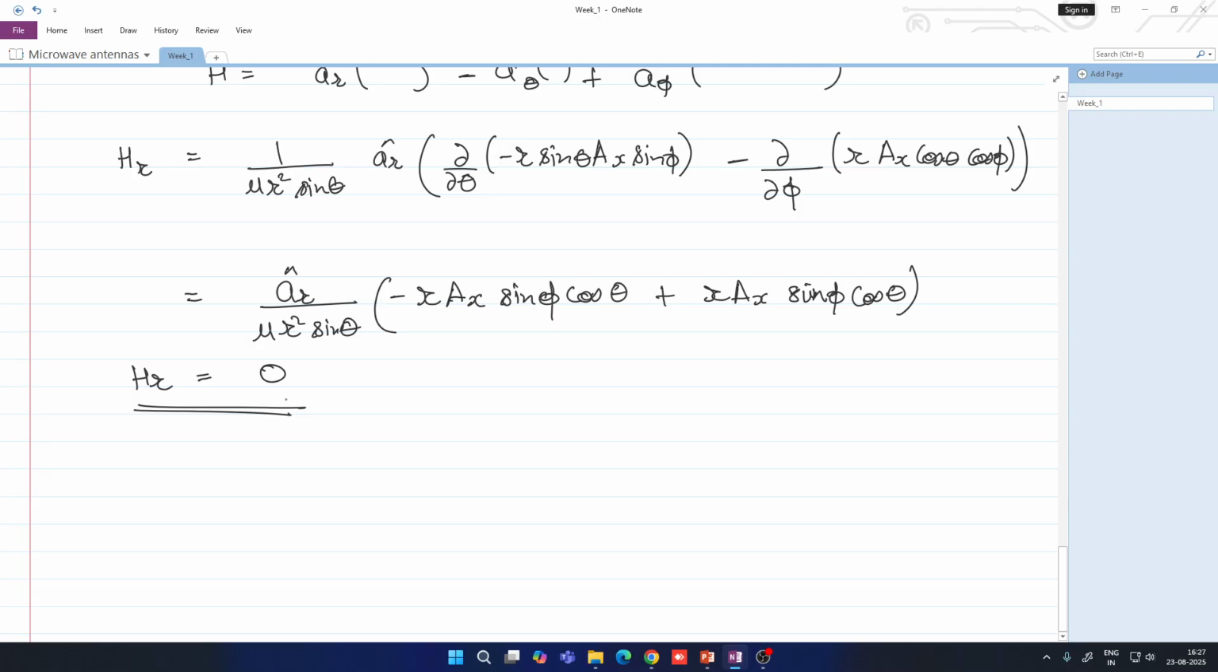Now we have to find the theta and phi components. When we calculate in a similar way, we will get H theta is minus I naught L e to the power minus j k r divided by 4 pi into j k by r plus 1 by r square, times sin theta.